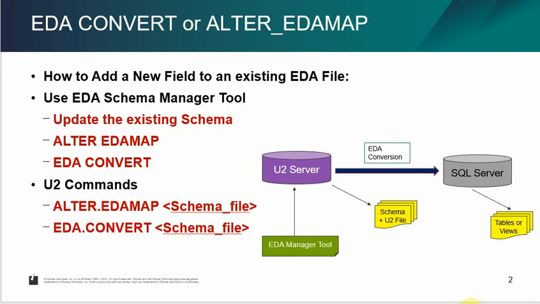For the first one, you can run the auto.edamap command on the existing EDA file without doing the reconversion process. But it has some limitations on allowing you to modify your schema. In most cases, you use the default and you don't have a choice. You must run EDA conversion to do the reconversion process.